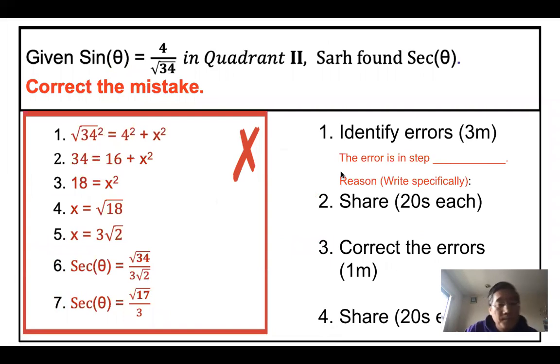So now, can you find out secant when you know the sine and you know you are in quadrant 2? So this person, Sarah, did it like this. There is some error. Can you find the errors?